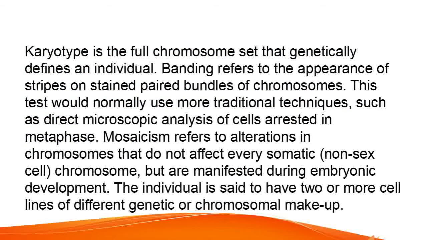Karyotype is the full chromosome set that genetically defines an individual. Banding refers to the appearance of stripes on stained paired bundles of chromosomes. This test would normally use more traditional techniques, such as direct microscopic analysis of cells arrested in metaphase. Mosaicism refers to alterations in chromosomes that do not affect every somatic, non-sex cell, but are manifested during embryonic development. The individual is said to have 2 or more cell lines of different genetic or chromosomal makeup.